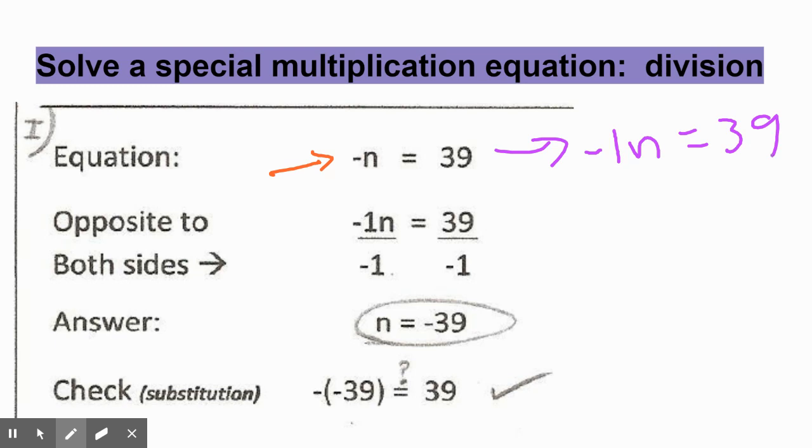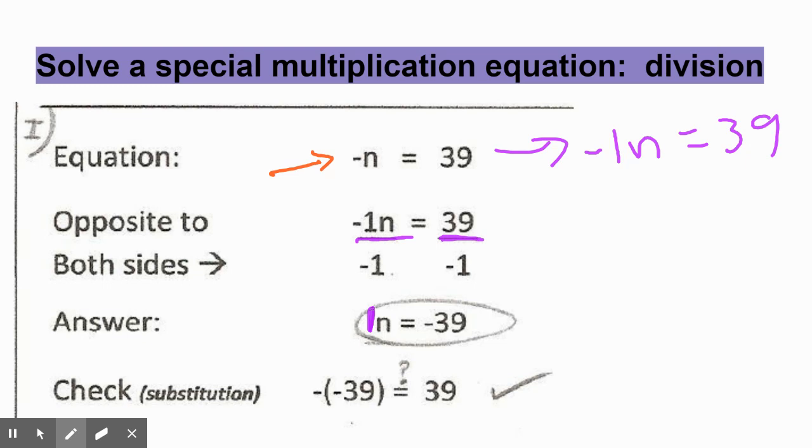You can see that the negative 1 is multiplying times the variable. So what's the opposite of multiplication? It's division. So again, you see our fraction bar for our division. And since I'm multiplying the variable by negative 1, I have to divide both sides by negative 1. And so notice negative 1 divided by negative 1 is a positive 1. So really there's a positive 1 there that we don't need to write, but there is a 1 there.